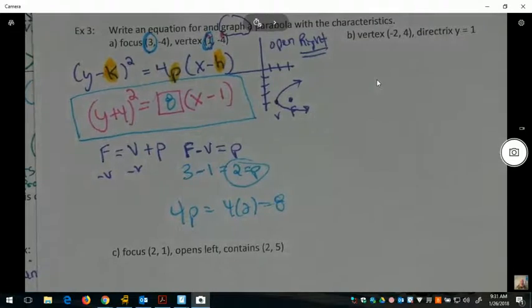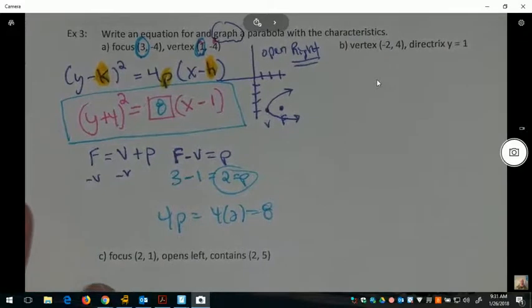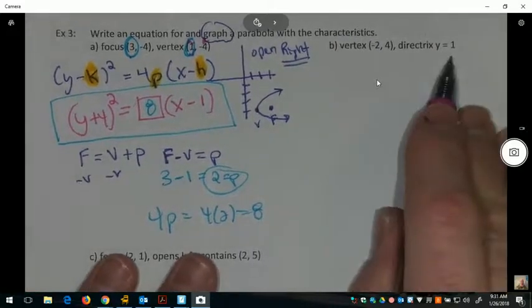Any questions on that? We're going to look at letter B, and then I'm going to have you guys try one, and then we'll look at letter C together. So for letter B, same idea, except this time they didn't give us the focus, they gave us the directrix.